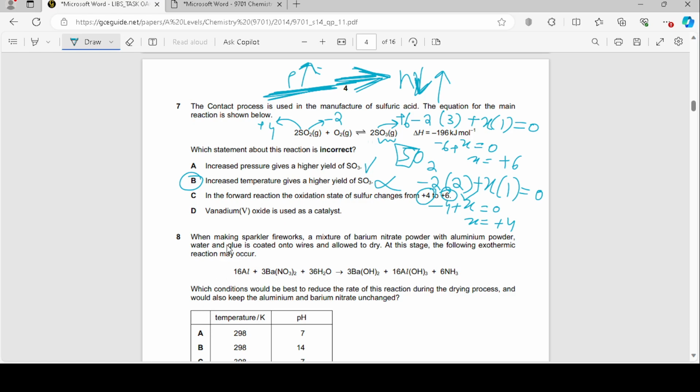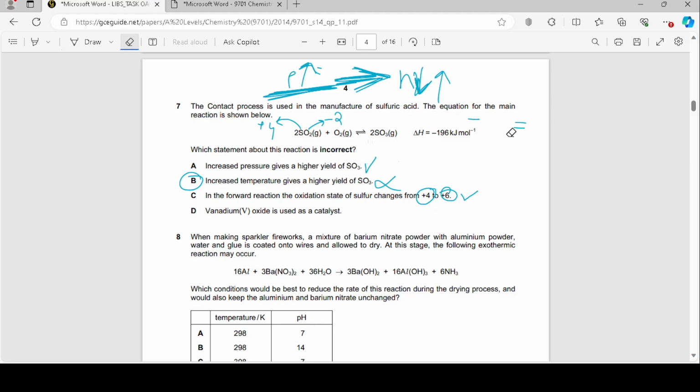Let's look at the last option. Vanadium 5 oxide is used as a catalyst. It is indeed used as a catalyst in the contact process. That's just a thing you should know, I guess. But yeah, that is definitely correct. So I'm going to put a tick mark there as well.